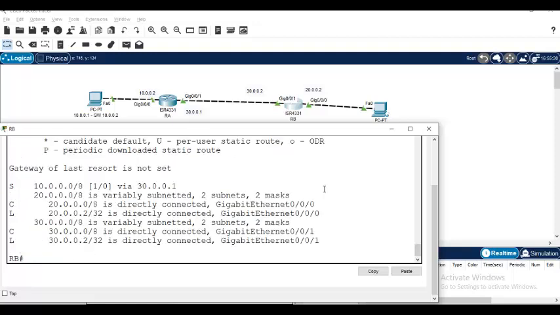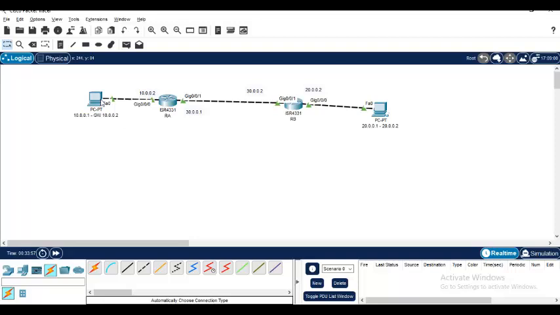Now it is to 30. 30 is via G0/1. It will automatically take the G0/1 path, because you have said go to 30.0.0.1, it knows 30, and it will send via this interface. Now let's try pinging here. You see, we are able to get a response. This is what we call static routing.